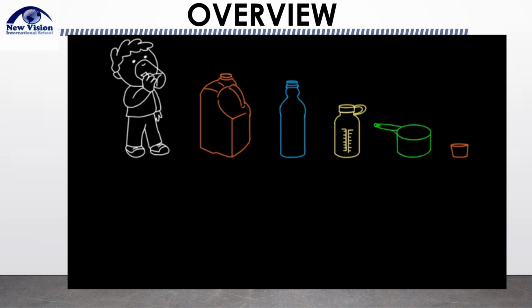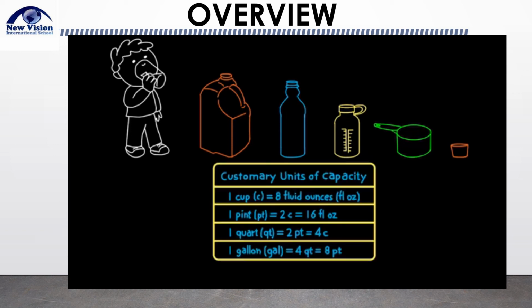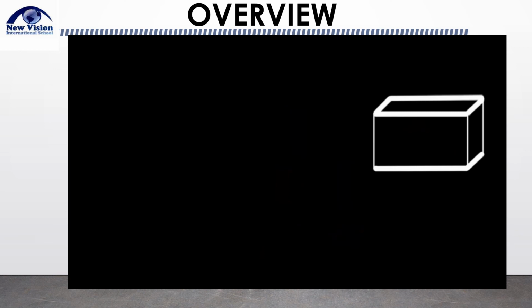Sometimes, when you are working through a problem, you may find that you have two different units of capacity to work with. When that happens, you may have to convert units so you are working with only one unit of capacity. When you do this, you have to find equivalent measurements. Let's look at a problem together. Fred has a 10-gallon aquarium. How many 8-quart containers will it take to fill the aquarium?